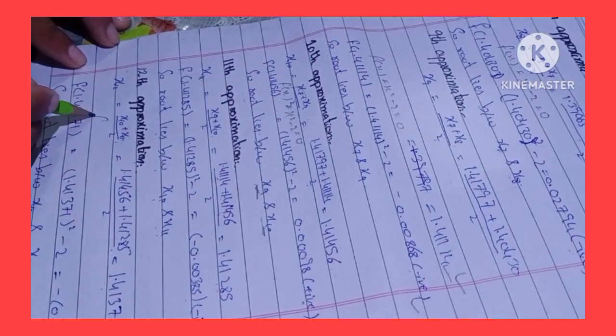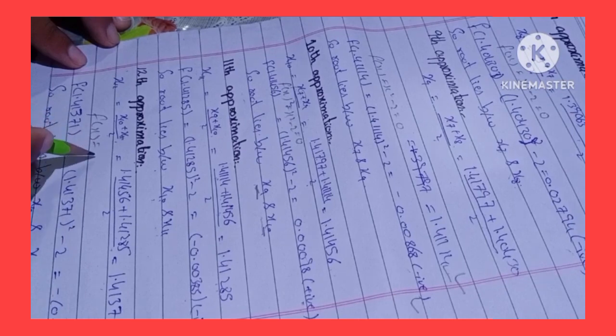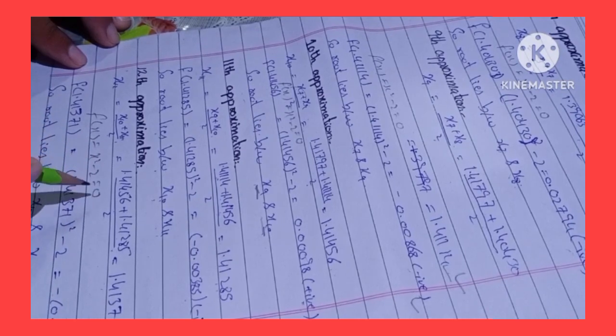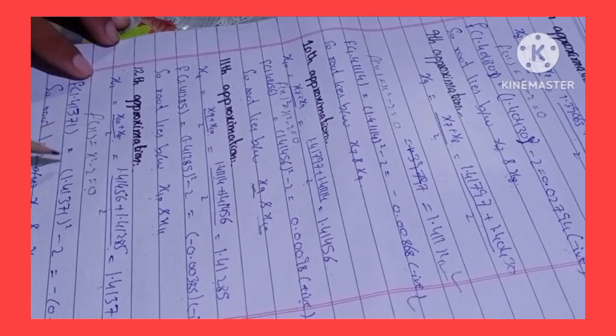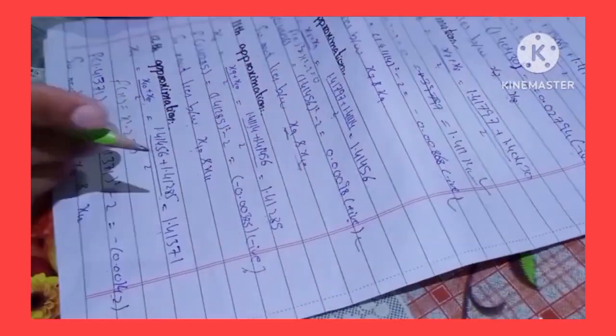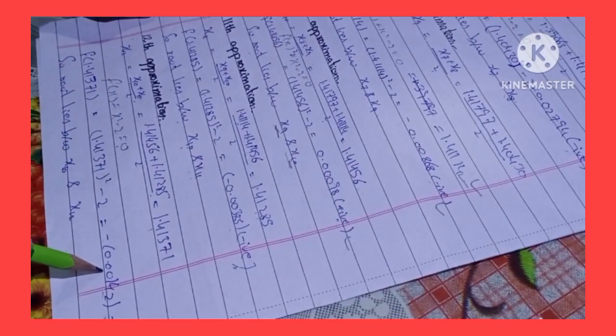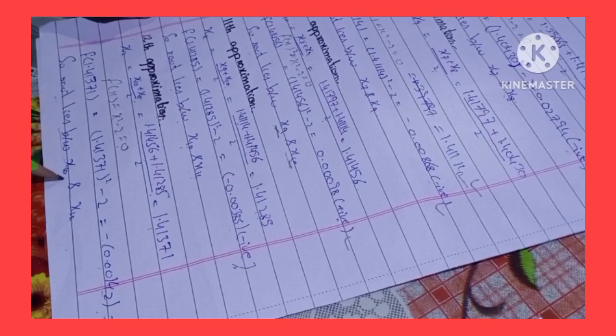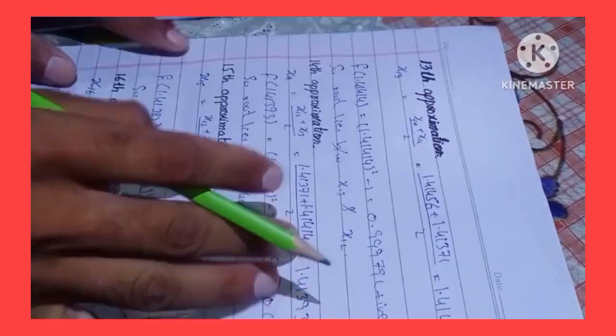These values are put into f(x) = x² − 2, because we check whether the sign is positive or negative. Then solve it. Its value is negative, 0.00142. So the root lies between x10 and x12. x10 is a positive value and x12 is a negative value. When the sign is changed, the root lies between them.